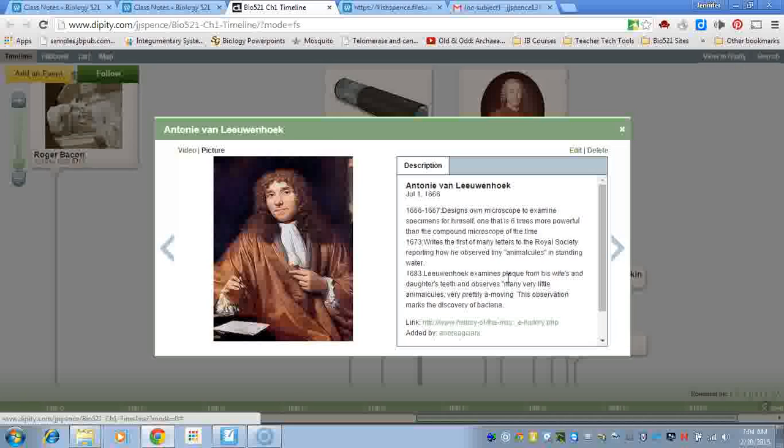He took samples from his wife and children's mouths to look at the bacteria in the plaque. He was the first to observe sperm and red blood cells and other things that we really didn't know anything about until he was able to show what he could see in the microscope. So he is the father of microscopy.